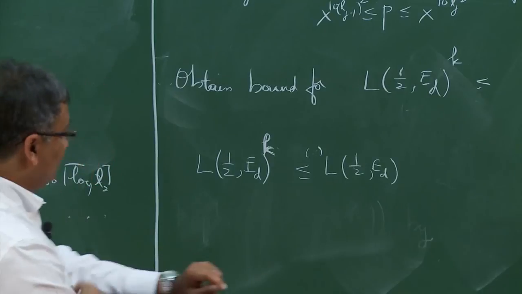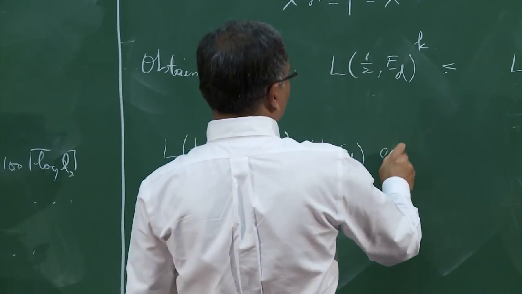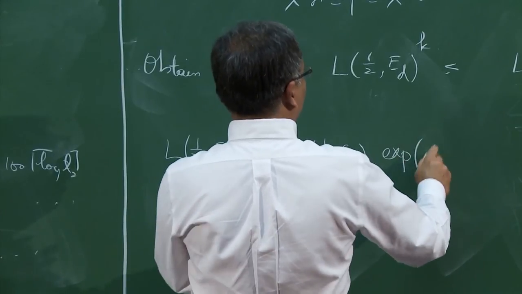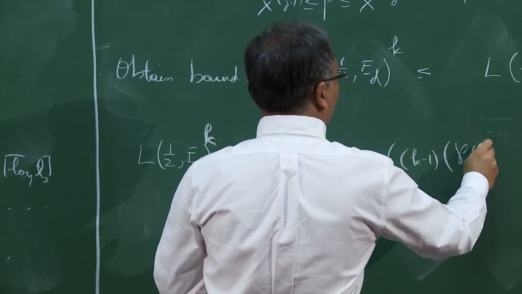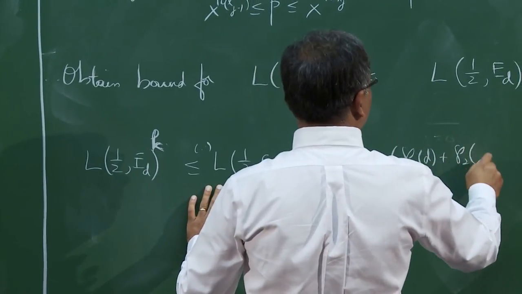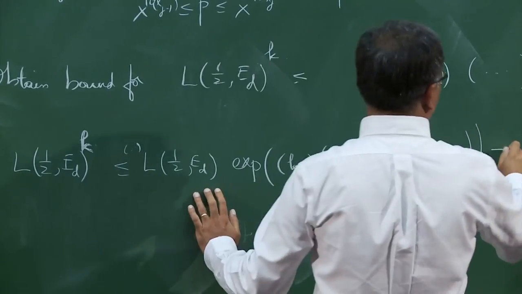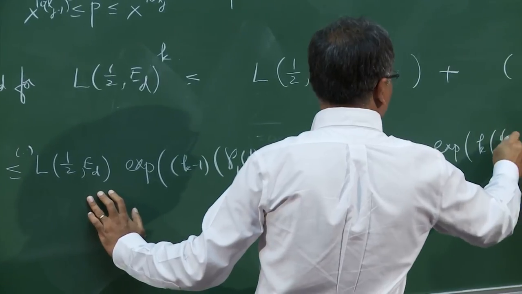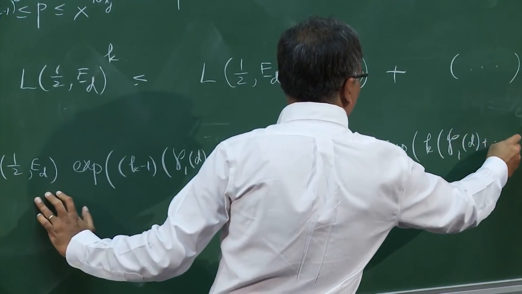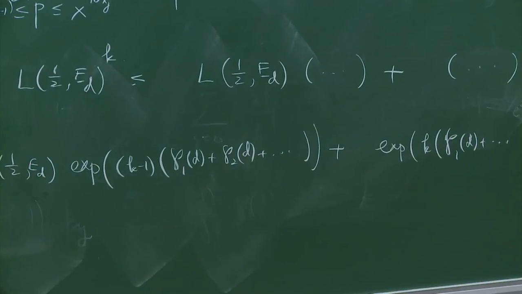I'm running out of time a bit. So I want to be able to write something here with exp of (k minus 1) times these Euler factors, p1 of d plus p2 of d plus so on, and then plus the exponential of the kth power of these Euler products. This is true, but I can't evaluate anything at this stage.